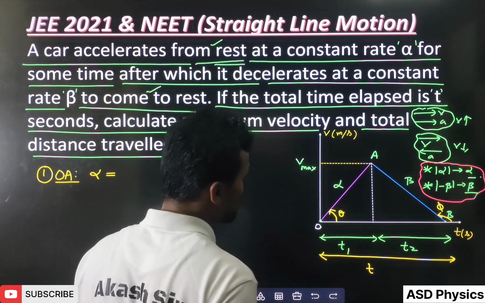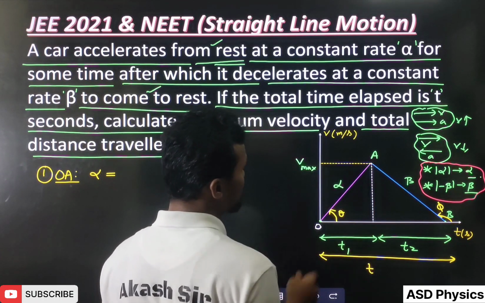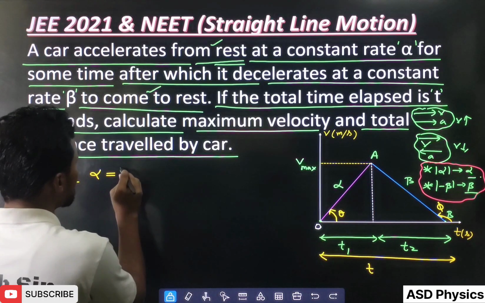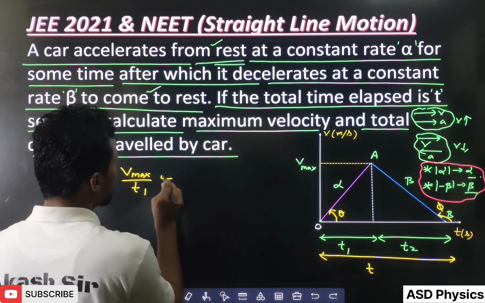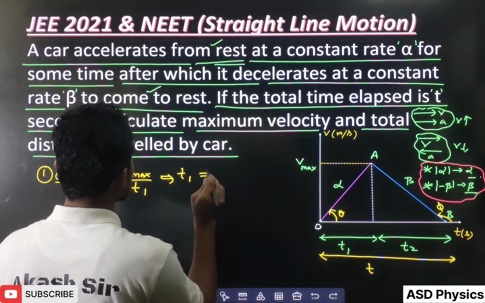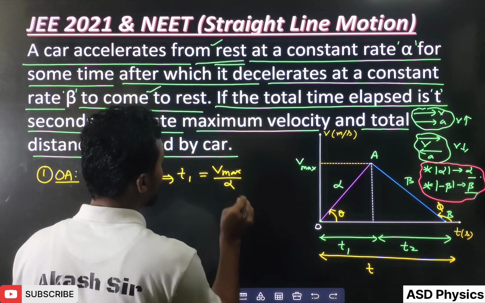So here the slope will be what? We can tell opposite by adjacent, since a triangle is there. This opposite is the V max, adjacent is T1. So I can write alpha equal to V max by T1. Or from here later I will use T1 is given by V max by alpha. Okay, V max by alpha.